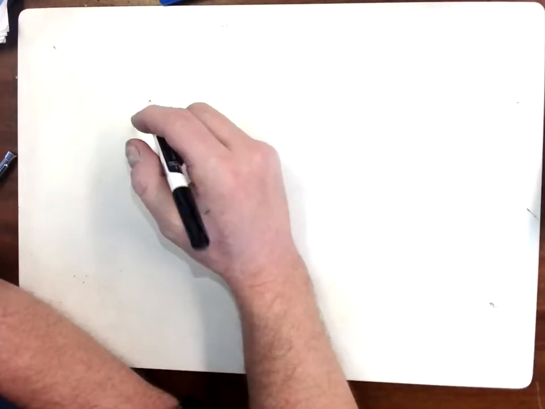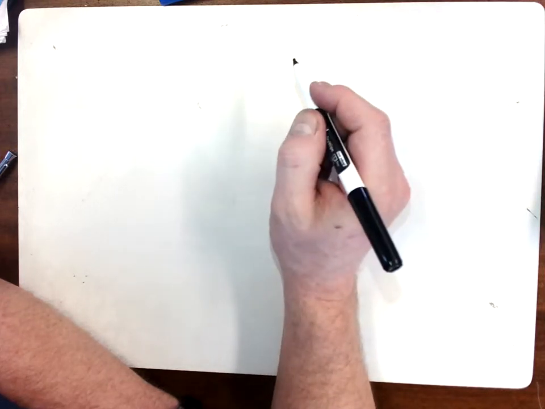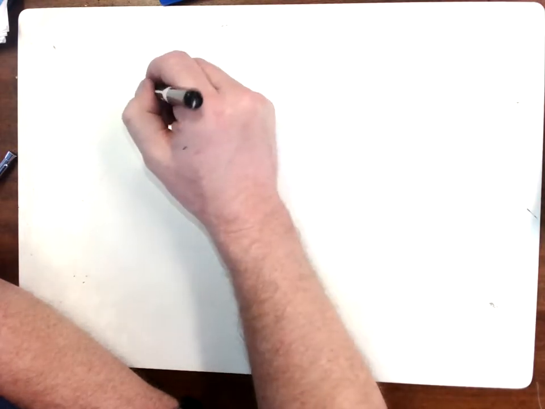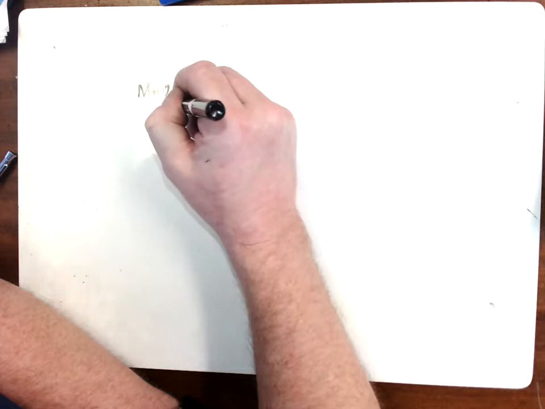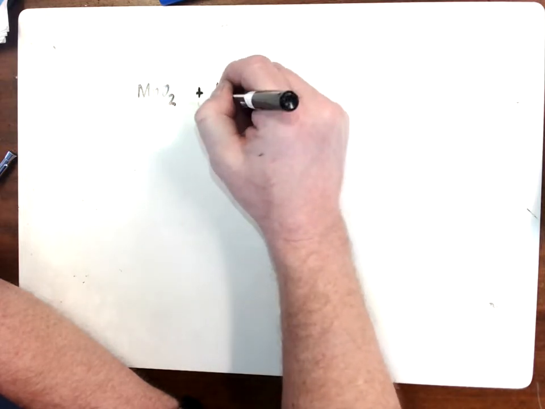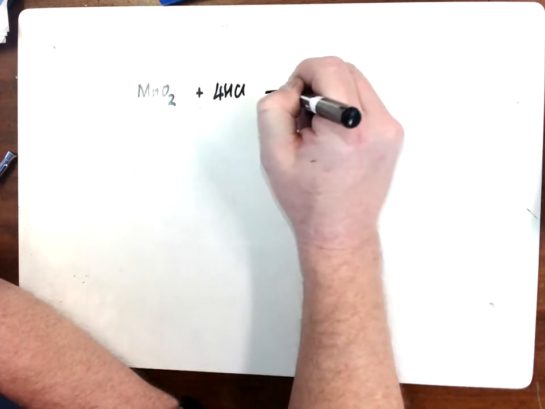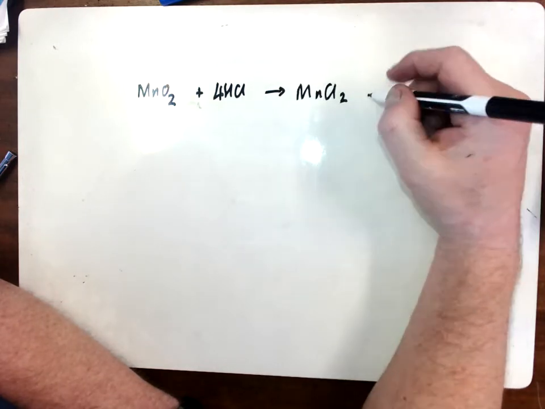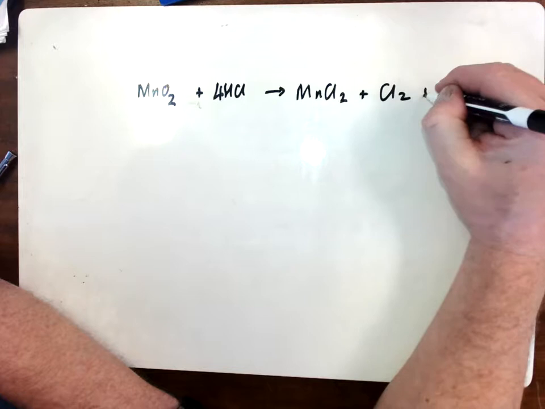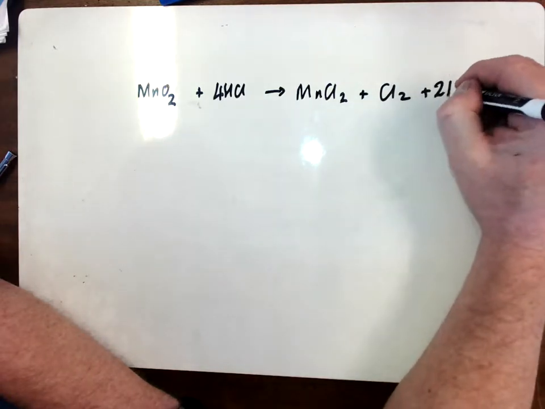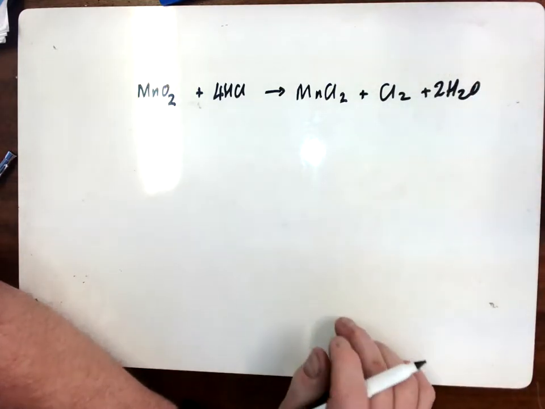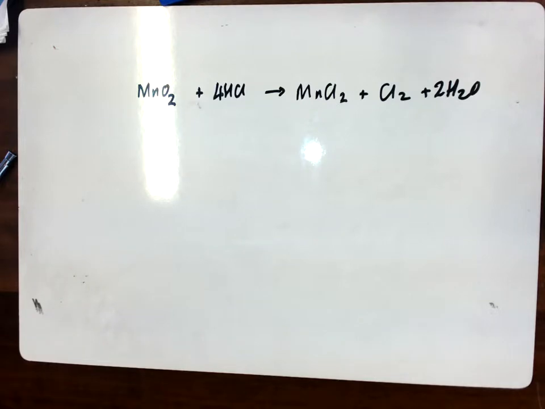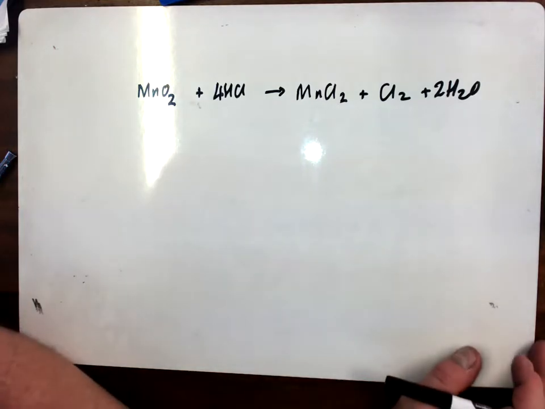Next one then, let's take our manganese dioxide with hydrochloric acid to give us manganese chloride plus chlorine plus water. Alright, so again we'll go through it and we'll put in our oxidation numbers based on the rules.